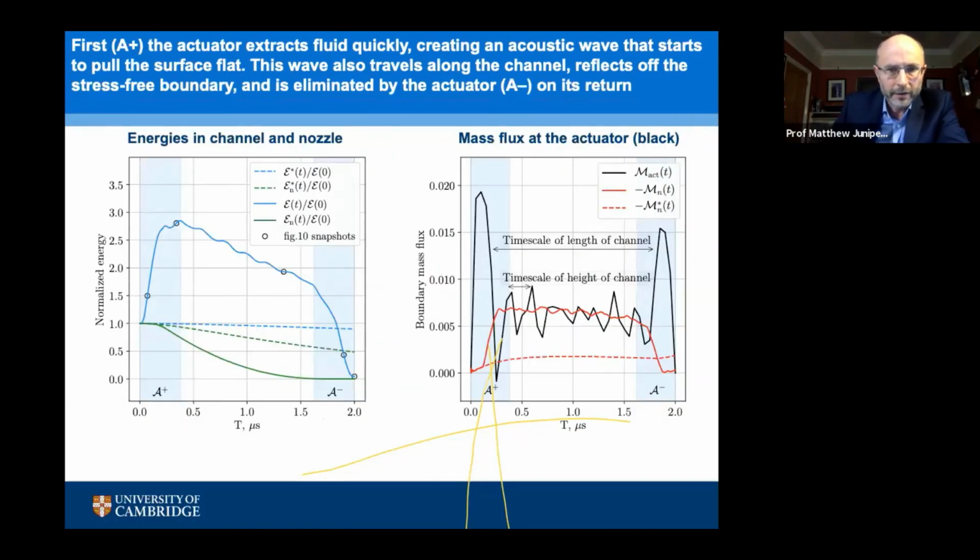So, this is the same picture on the left that you've just seen, and on the right, this is the mass flow rate through the actuator. So it pulls out. Then there are some wobbles here on the timescale of the height of the channel. They're not terribly important, but the main thing is it cancels out the wave again by pulling out again. Right, so that's one case.